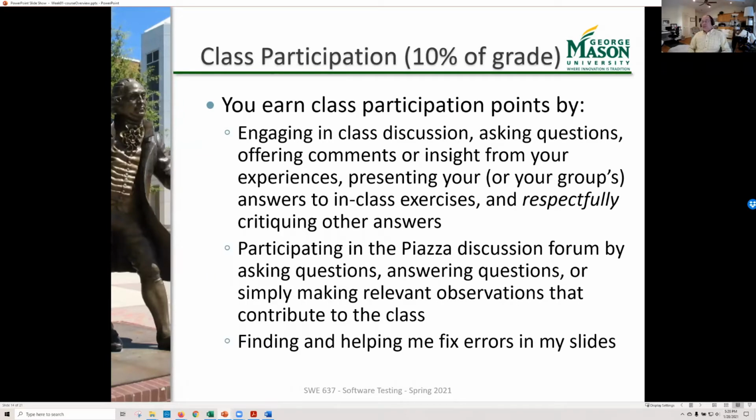So class participation, I promised you I'd come back to this. Class participation is 10% of your grade, and that can really make a big difference. Last semester, there were some really happy people and some really unhappy people, and a lot of their happiness was driven by their class participation grade. So how do you claim those points, basically?